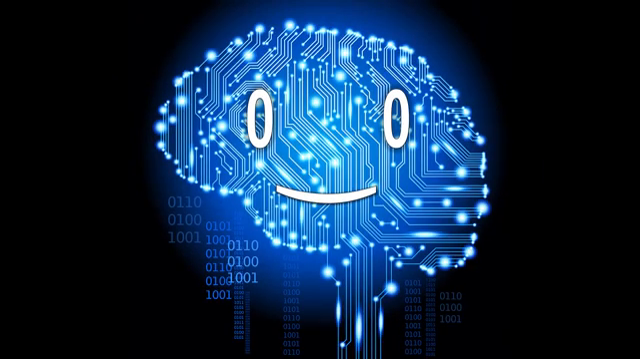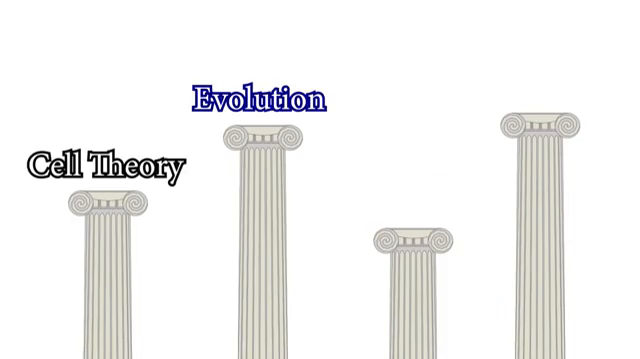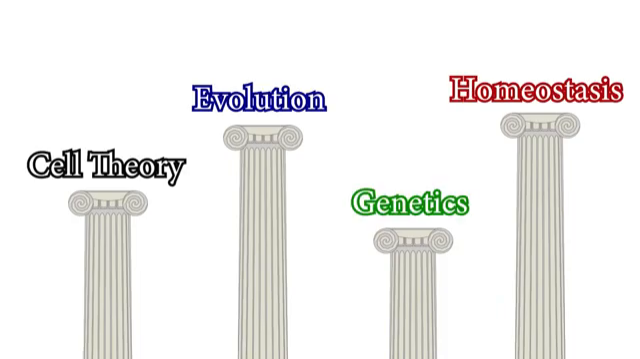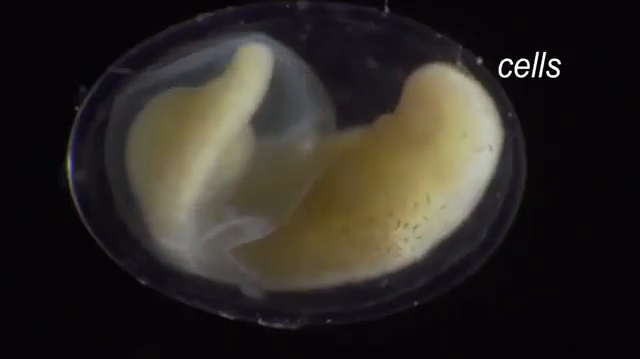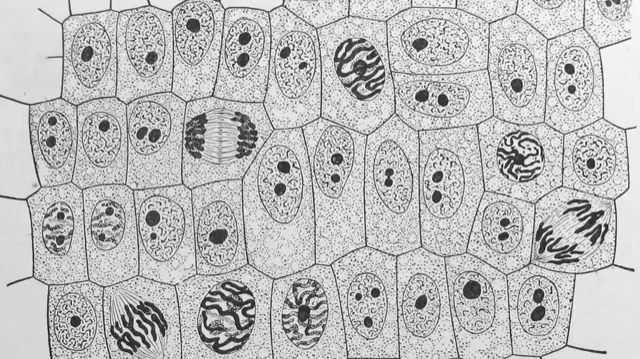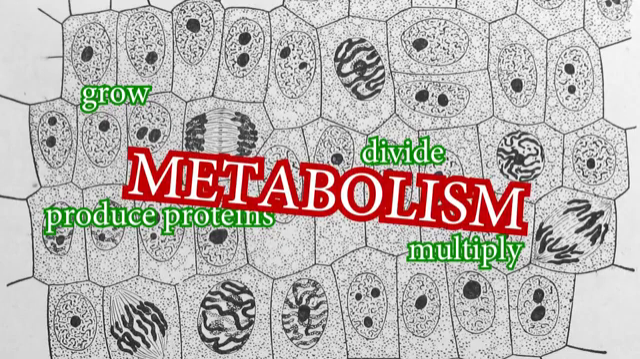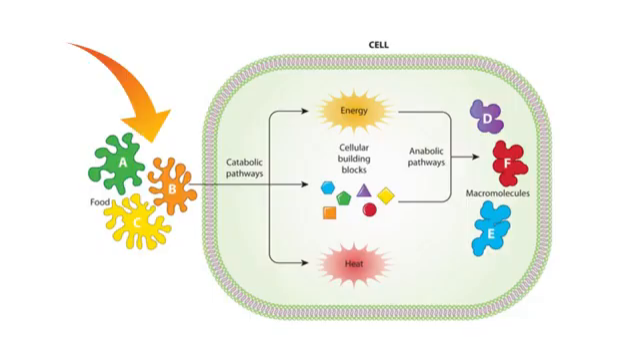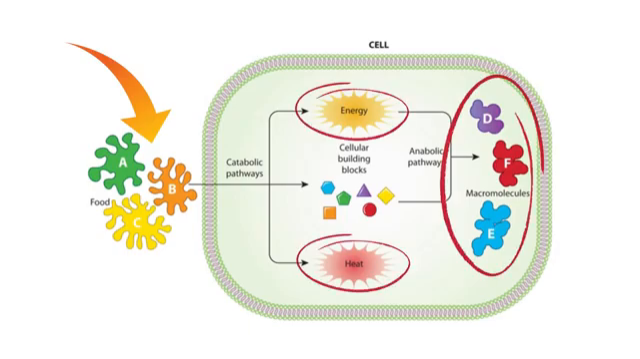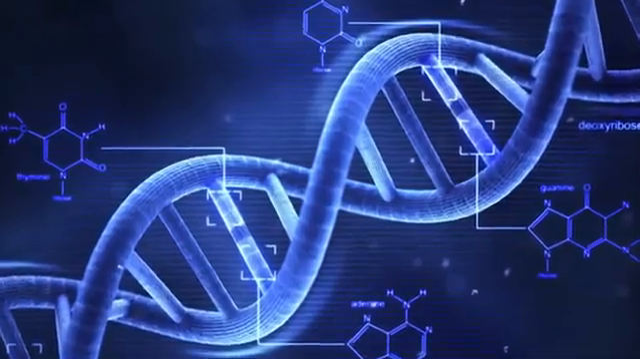The foundation of biology stands on four big pillars: cell theory, evolution, genetics and homeostasis. The cell theory implies that all living things are composed of cells, and that all cells arise through cell division. These little building blocks are able to grow, produce proteins, divide, multiply and other cool stuff thanks to metabolism, the process of converting food into energy and building materials. One of the cell's main functions is to store data of the organism they're part of.